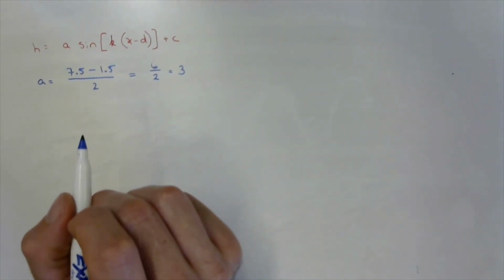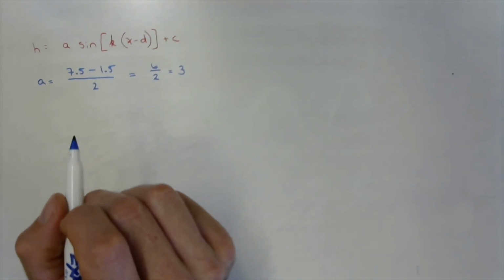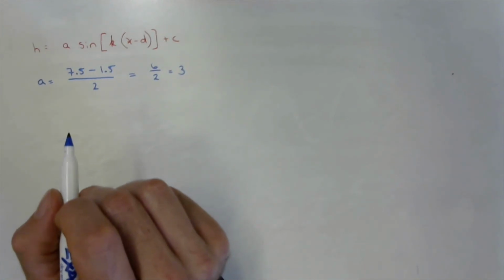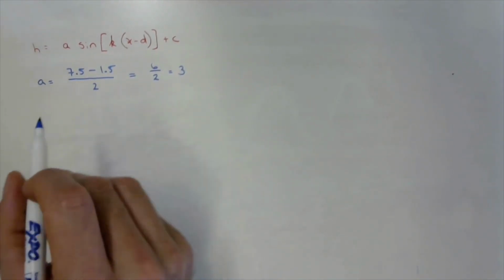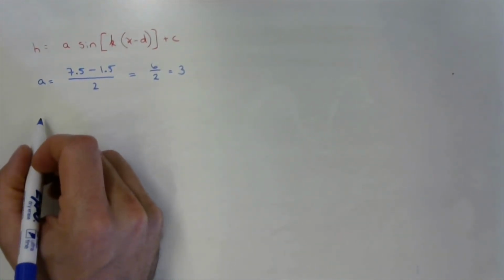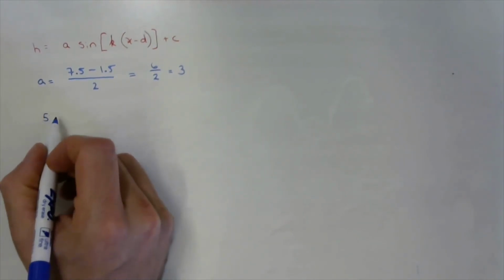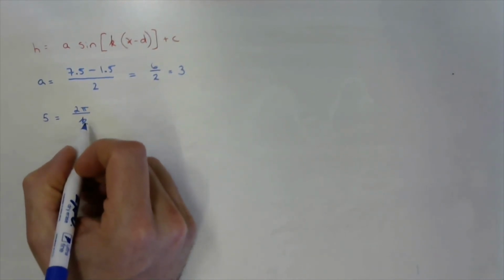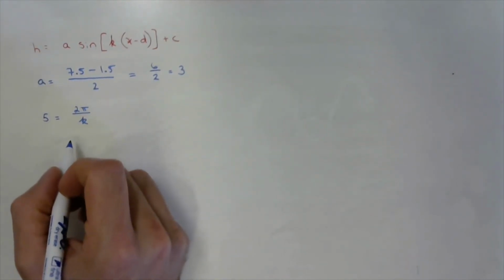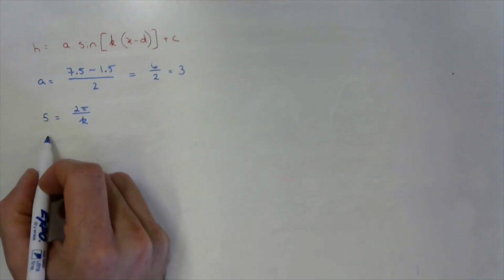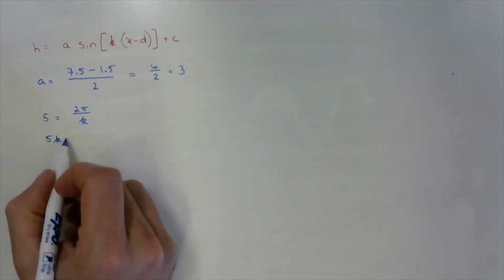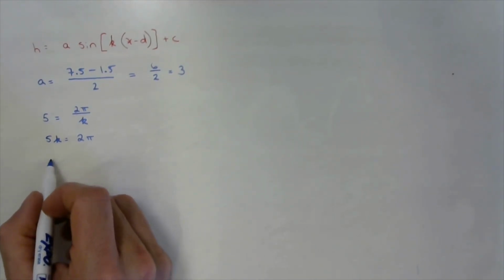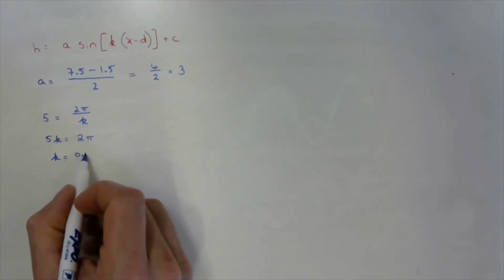Then what else do we have? One full rotation takes 5 seconds. One full turn takes 5 seconds. So we know the desired period length is 5 seconds. So period length equals 2 pi over k. Multiply both sides by k, we get 5k equals 2 pi. Divide both sides by 5, we get k equals 0.4 pi.